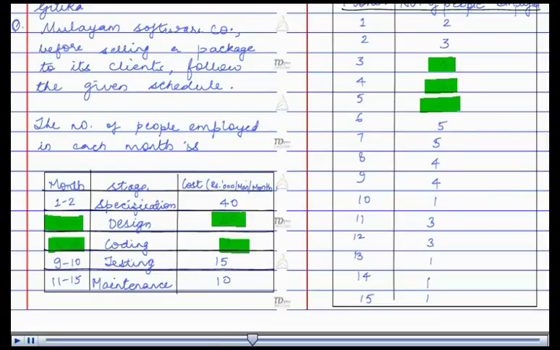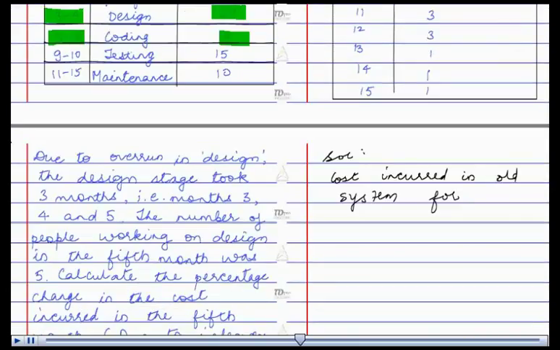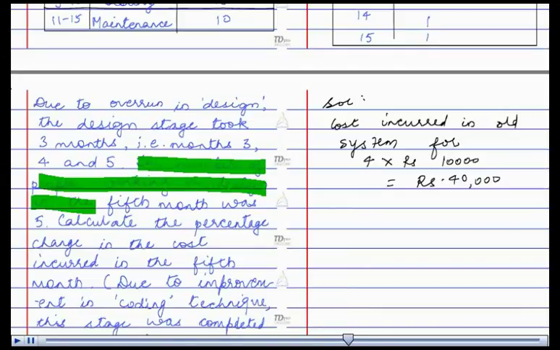So, cost incurred in the old system for people in the 5th month is 4 people into cost of rupees 10,000. This is rupees 40,000. Whereas the condition given in the question says the number of people working on design in the 5th month was 5.